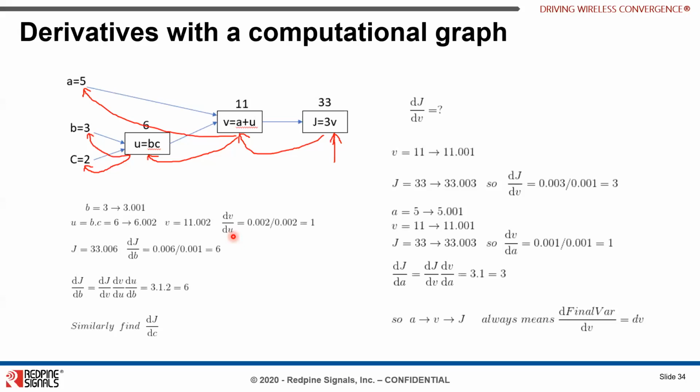That's what I told you. As of now, just forget about this formula, this dj dv, dv du, du db. Just look at this particular picture. If you change b from 3 to 3.001, just compute from here, assuming you know a and c. If you change b, how will j be affected? What is the change in j that you will see?